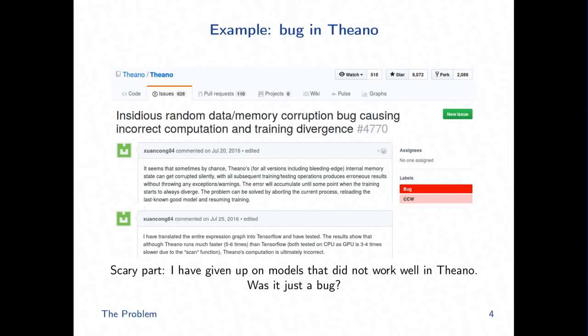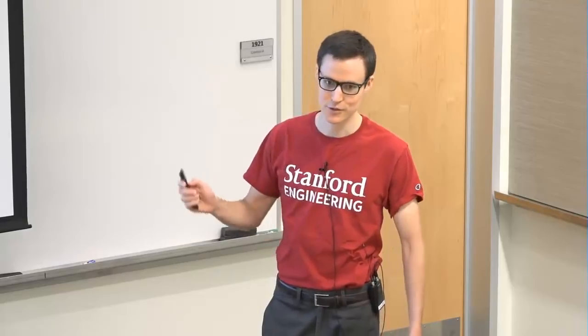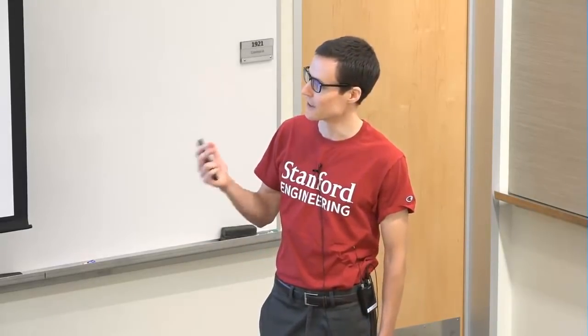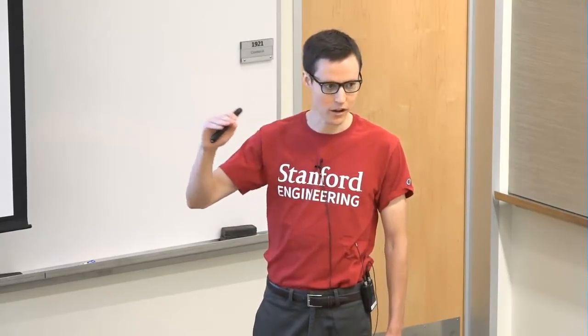So this is an example from recently. Theano, for those of you who don't know, was the most popular machine learning system for about a decade, and it was notoriously riddled with bugs. Somebody posted an issue about a year ago that they have a model that's training well for about 20 iterations, and then the loss function diverges.